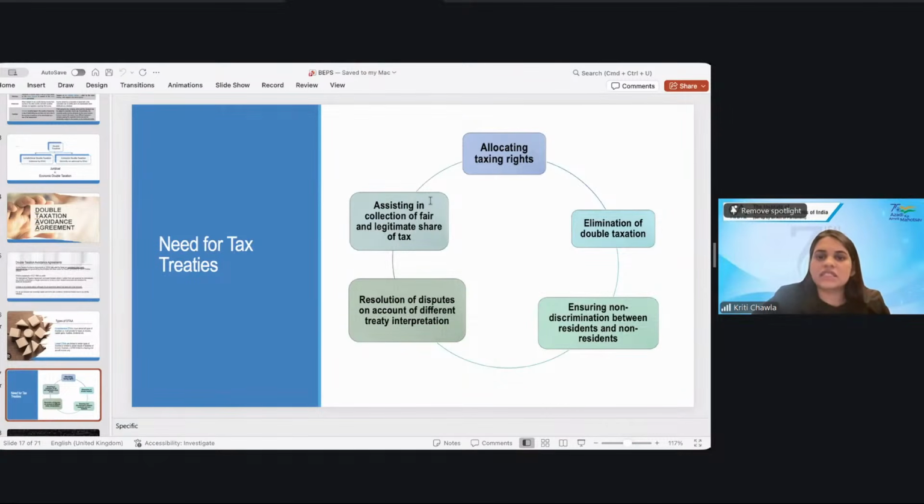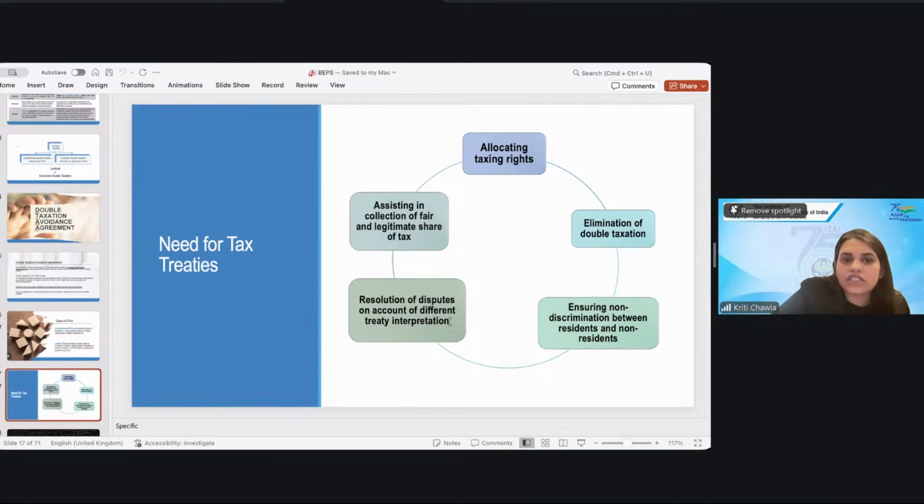Then there could be assisting in collection of fair and legitimate share of tax. So that will precisely help collect the tax by the resident state or the source state. Then there could be resolution of disputes on account of different treaty interpretation. When you look at all the different articles of a particular treaty, you will understand that there is a dispute resolution mechanism also in place. If a dispute arises, there is something called MAP, mutual agreement procedure, wherein these kinds of disputes can be resolved.